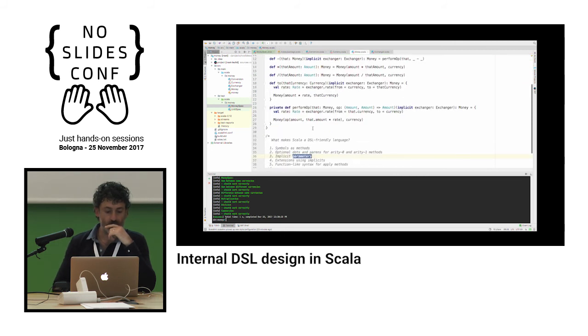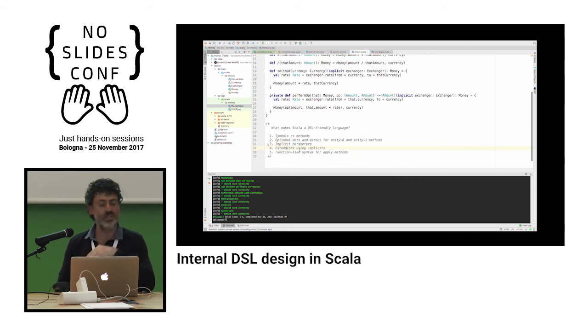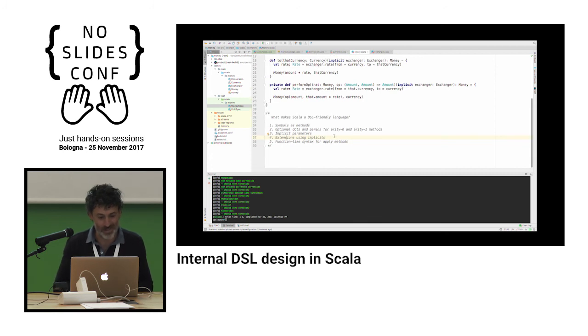So, implicit parameters, and extension: you can extend any existing types in Scala without opening the source code. Of course, they wouldn't let me do a pull request in Scala to add the currency to the Int class. I think it would be practical.